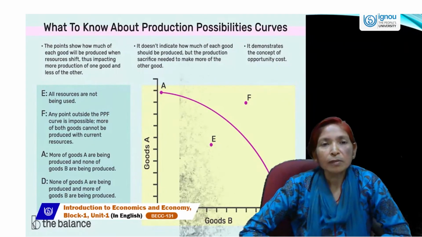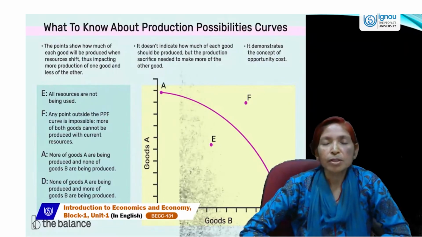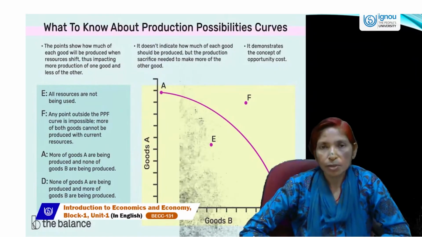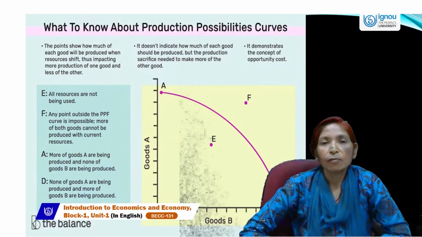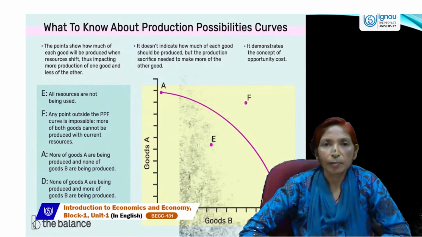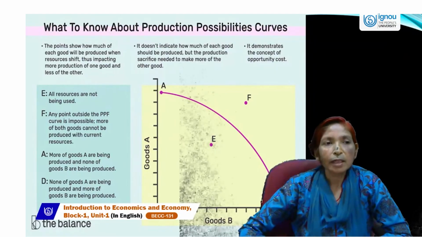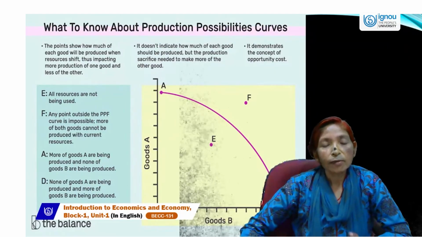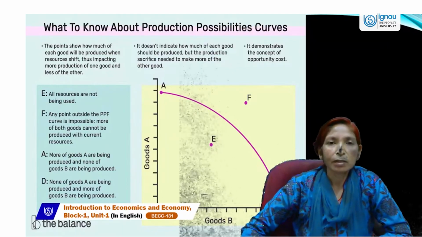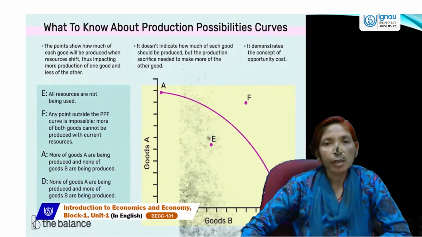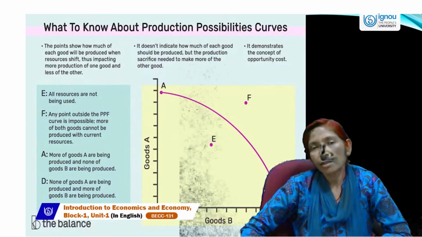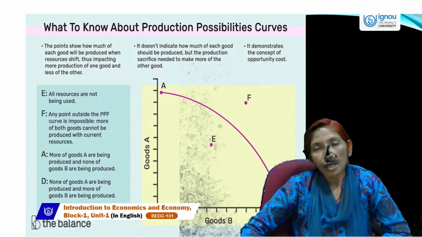Production possibility curve shows different possibilities or different combinations of two goods that can be produced with the help of given resources and given technology. It shows different combinations of two commodities that can be produced with the help of available resources like land, labor, capital, entrepreneur, and given technology.